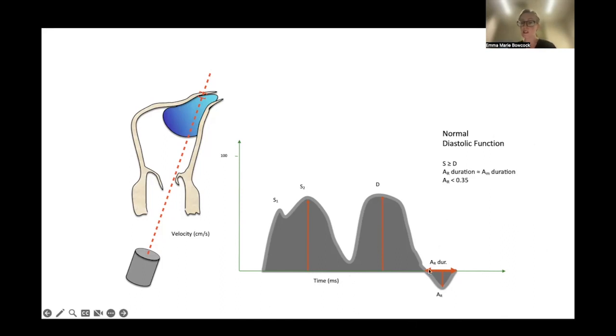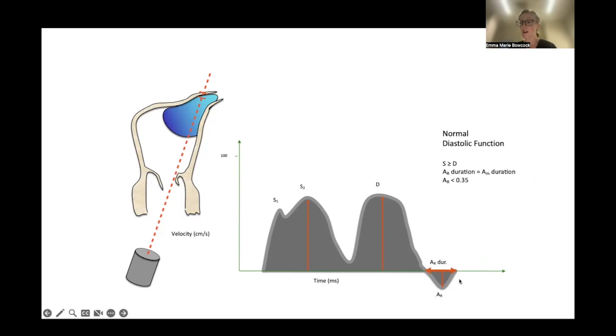Generally your AR duration, so the time of this AR wave, is about equal to your A prime or your A wave on your mitral inflow. And if this becomes longer than the A wave of your mitral inflow, then that can be a sign that you've got raised left atrial pressure. And that's something probably more for the ASE exam than the DDU vivas. But your AR velocity of less than 0.35 centimeters per second is normal.